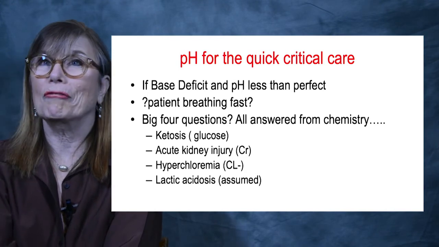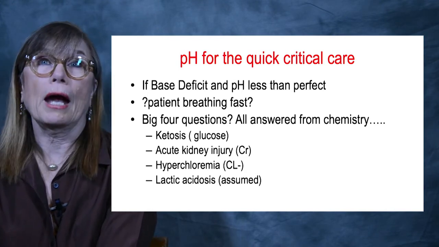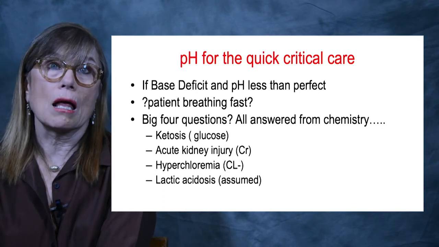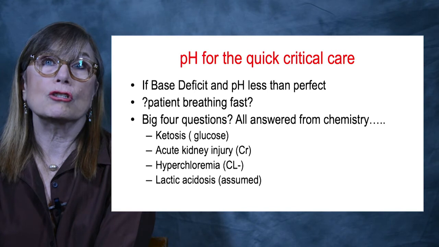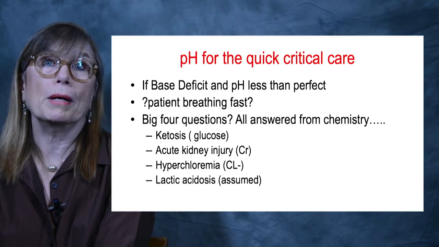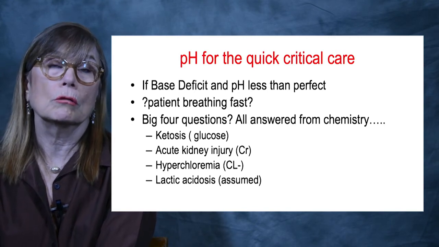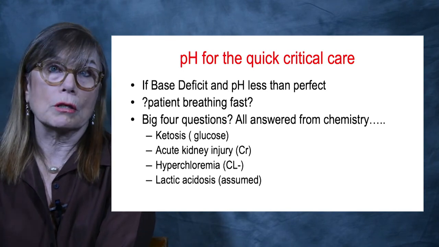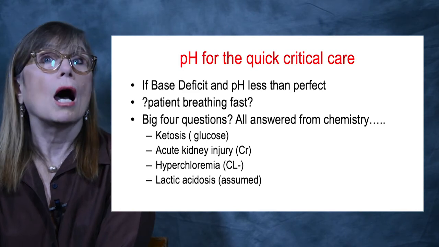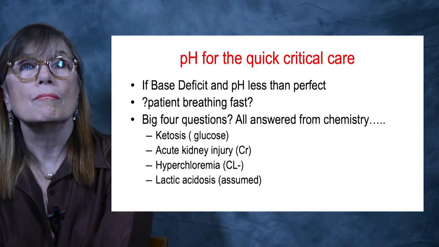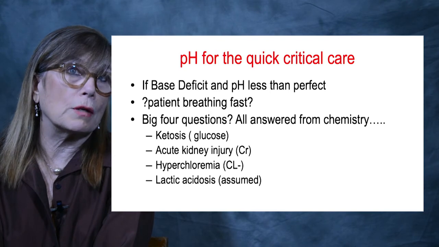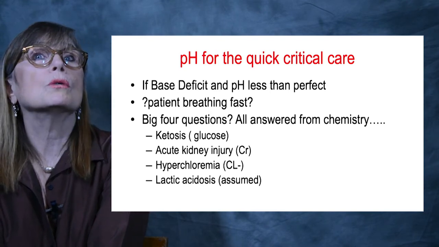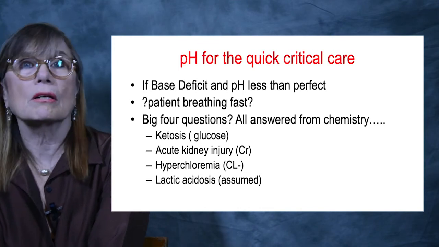So here's the big four. pH for critical care. If base is in deficit and pH is less than perfect and your patient is breathing fast, you have 4 big questions and you need to answer them sooner rather than later. Ketosis, you'll look at your glucose. Acute kidney injury, you'll look at your creatinine on your chemistry. Hyperchloremia, you'll look at the chloride level. And if the answer to those first 3 is no, or not enough to cause the problem that I have, I'm going to assume it's lactic acidosis, and I'll send a lactate level.